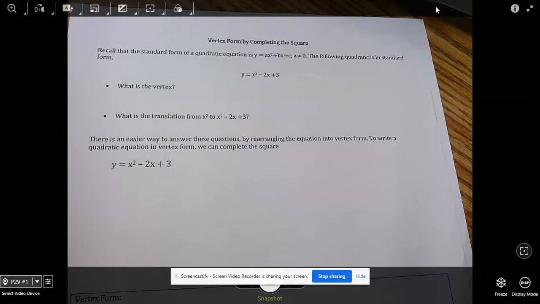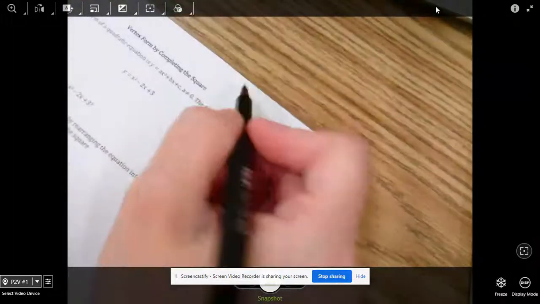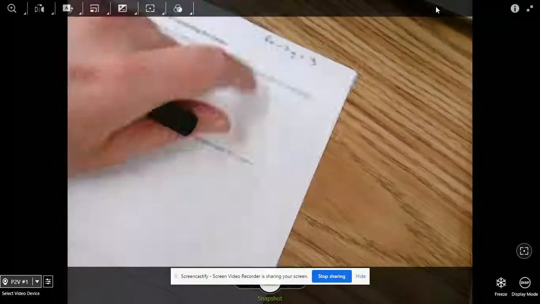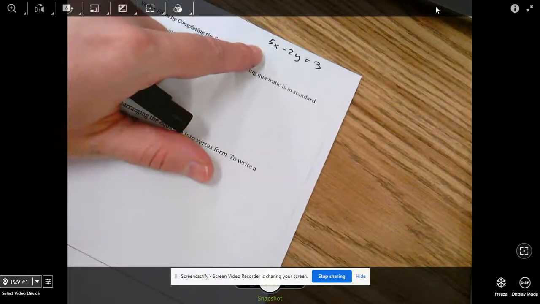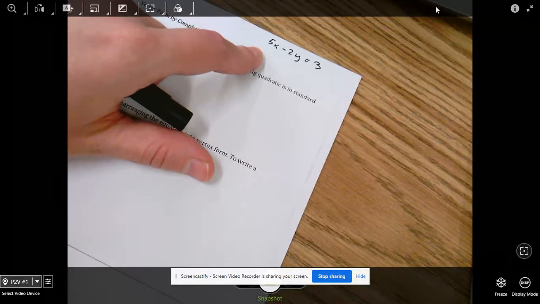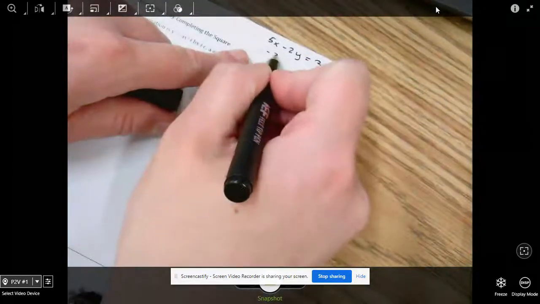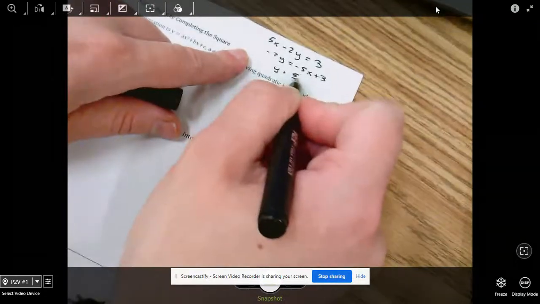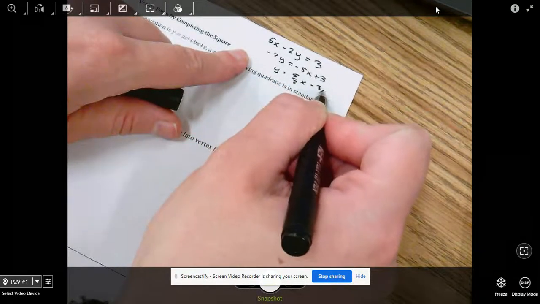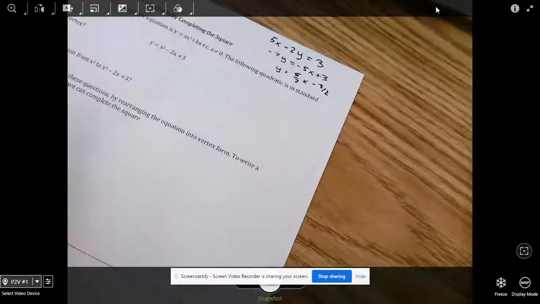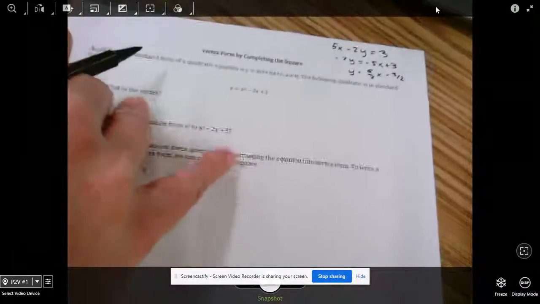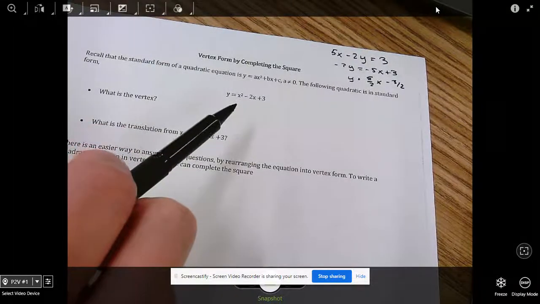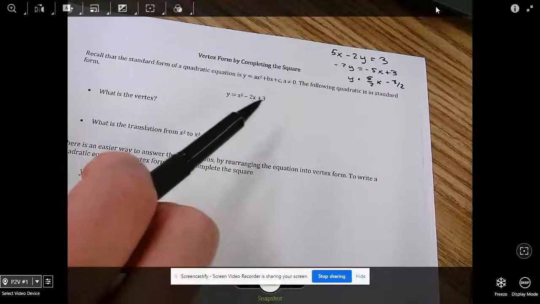Think about when you were in Algebra 1 and you had an equation in standard form. It wasn't the best form for you to use when graphing, unless you were using x or y intercepts. So you changed your equation by rearranging it into slope-intercept form, and it was a lot easier for you to graph. The same is going to be true for a quadratic. Standard form of a quadratic is ax squared plus bx plus c.